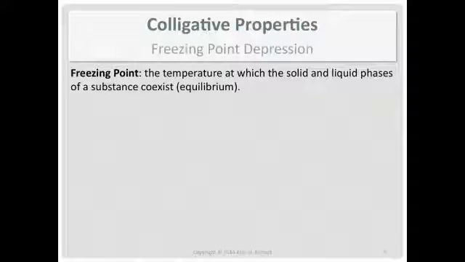Well, now we're going to look at colligative properties and freezing point. I'll give you some time to take a look at that definition.